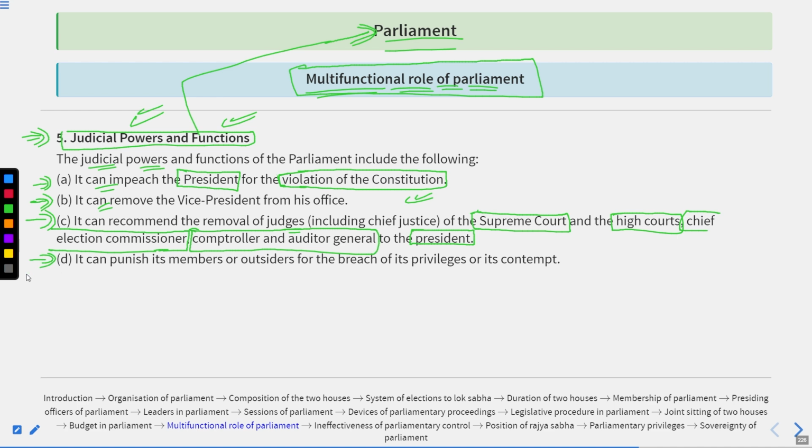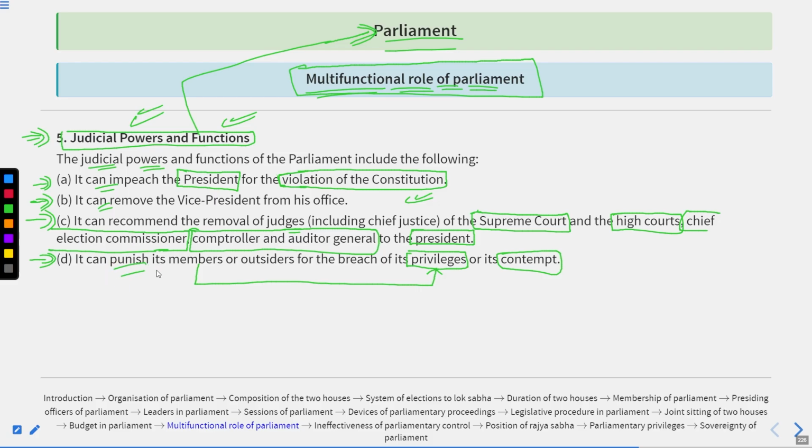Thereafter, it can punish its member or an outsider for the breach of its privileges or its contempt. Like if we talk about the Parliament's members, then we know the parliamentary members generally get privileges. So if any parliamentary member misuses these privileges, then the Parliament could punish them.